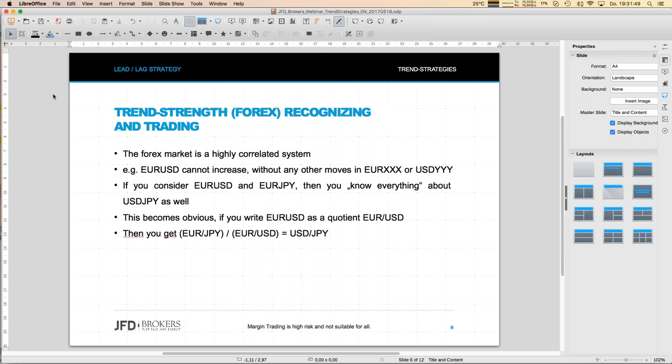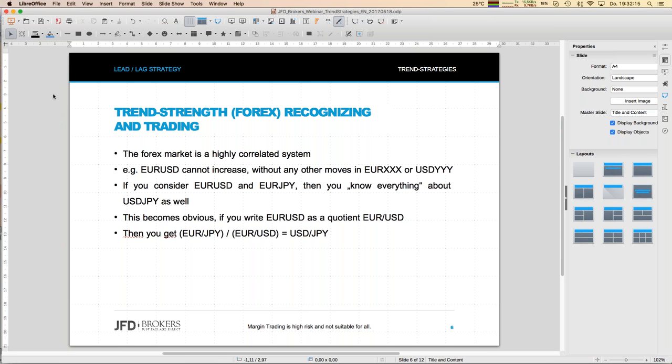And just for an example, let's assume that euro US dollar increases, so goes upwards. Right now it goes down, but anyhow, the last movement was down, but overall, don't go into the details of chart technique right now. So we assume euro US dollar goes upwards.